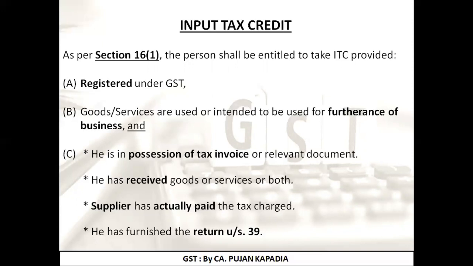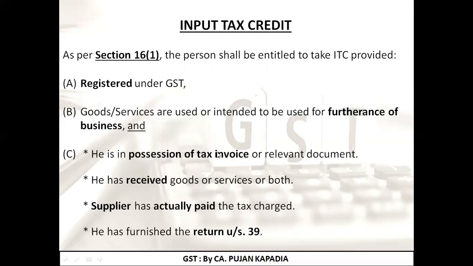So friends, we had covered two conditions. First was you need to compulsorily take registration under GST. Second, the goods or services on which you are paying the tax should be used for the furtherance of business. And in the third point, there are four sub points. First is he is in possession of tax invoice or relevant document. If I want to take input tax credit, I need to have the tax invoice.